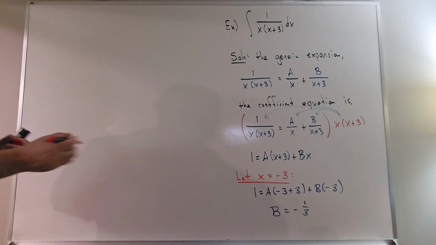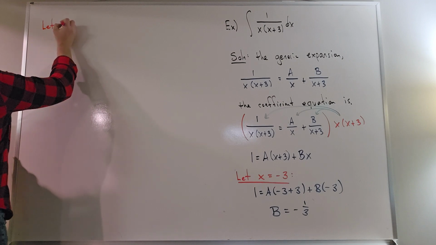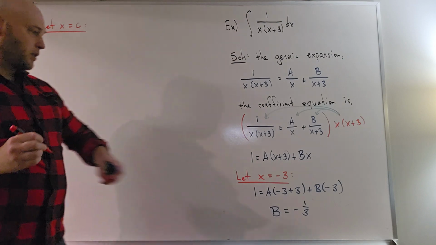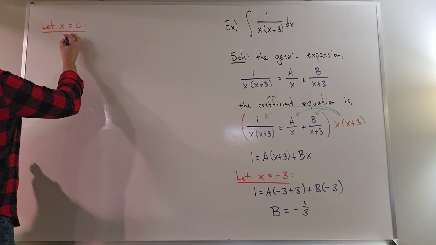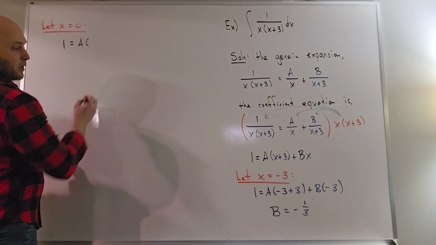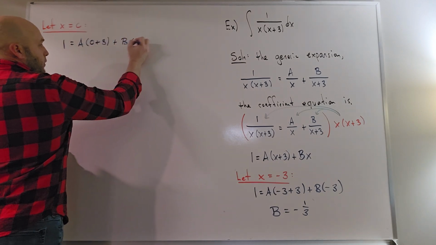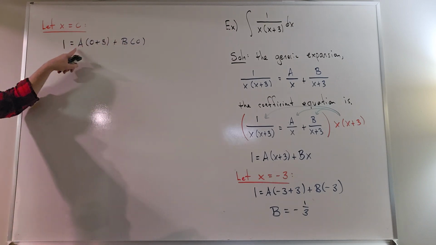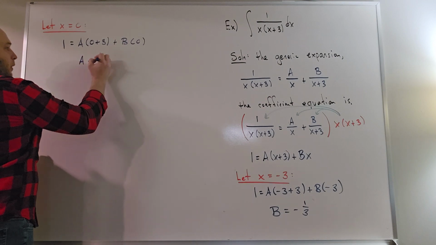Let's go ahead and choose the other convenient value for x. Let x equal 0. If I plug in x equal to 0, I'm going to get 1 is equal to a times 0 plus 3 plus b times 0. And of course this term is 0. This would be 3a. Dividing by 3 gives you a is then equal to 1/3.